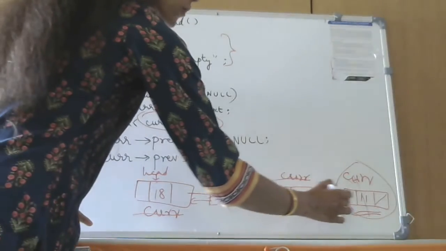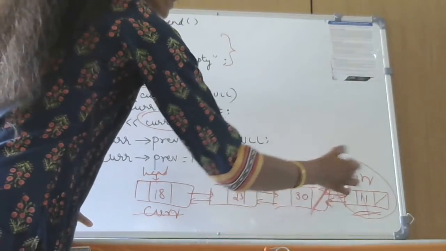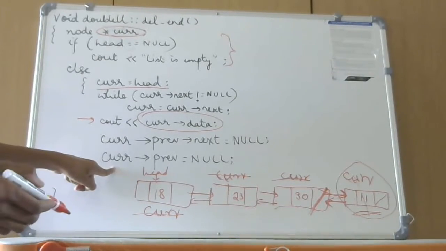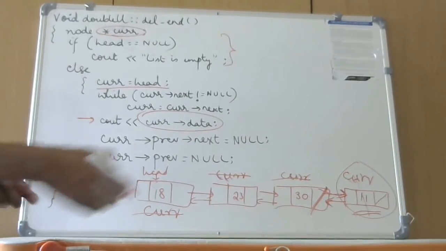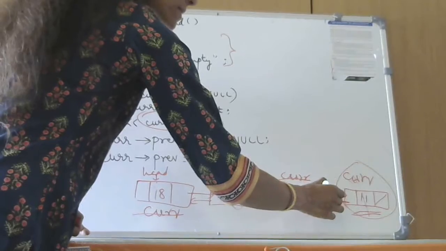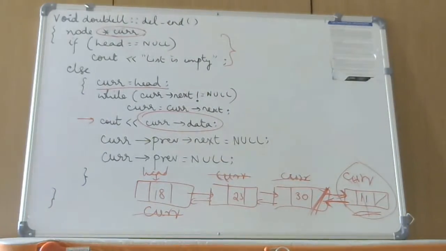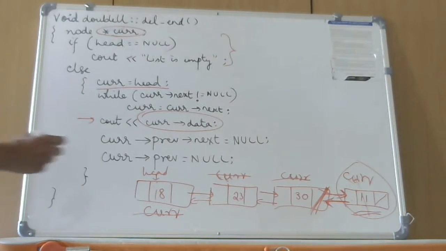So current of previous is 30. Next of 30 is going to be set to null. Next, current of previous is equal to null. So current of previous, current of previous is what? This one. That also is set to null. So these are the two links that you will have to take care of when you are trying to delete at the end.